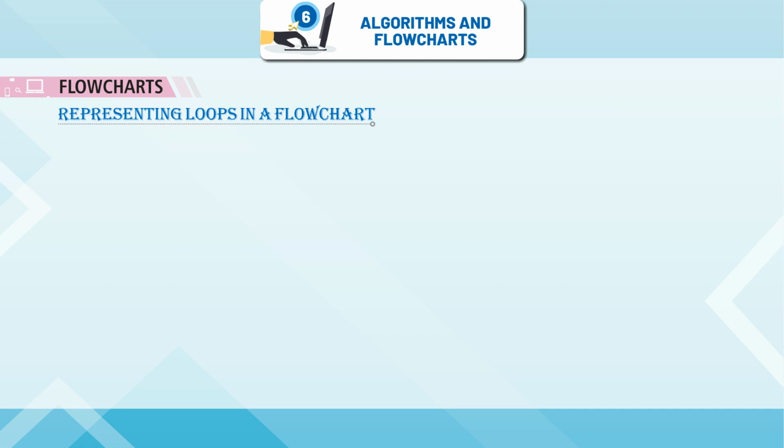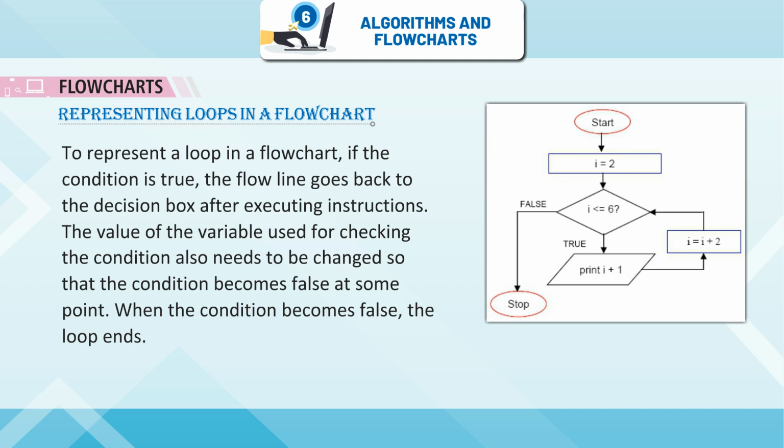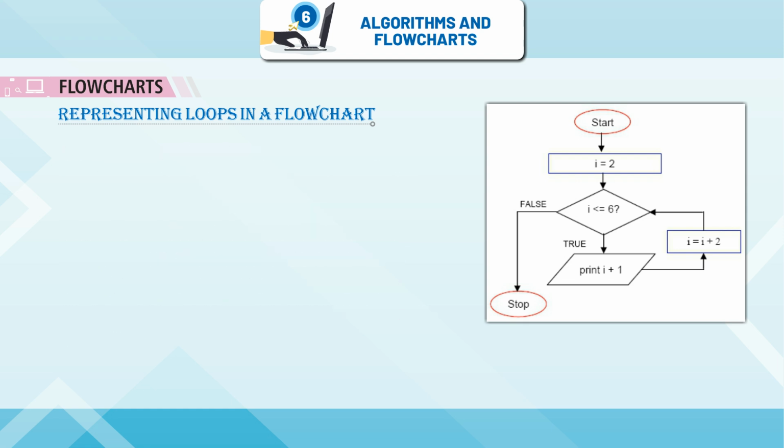Representing loops in a flowchart. To represent a loop in a flowchart, if the condition is true, the flow line goes back to the decision box after executing instructions. The value of the variable used for checking the condition also needs to be changed so that the condition becomes false at some point. When the condition becomes false, the loop ends.